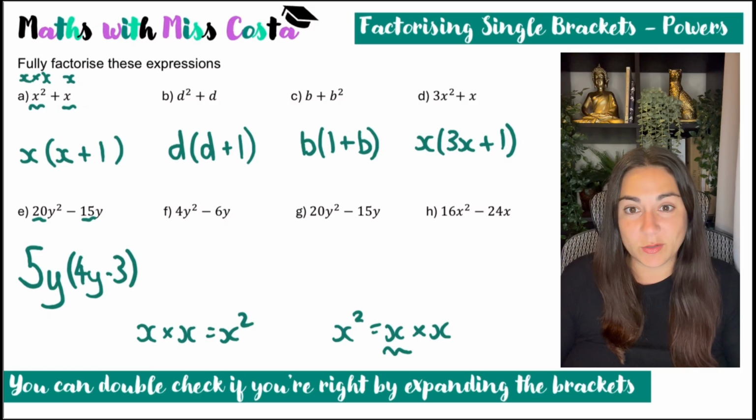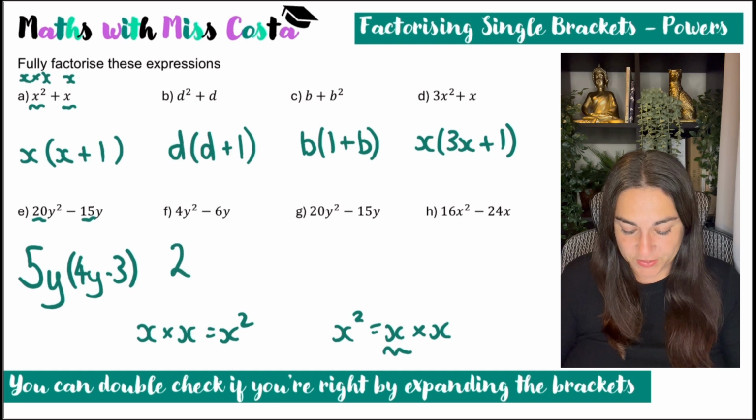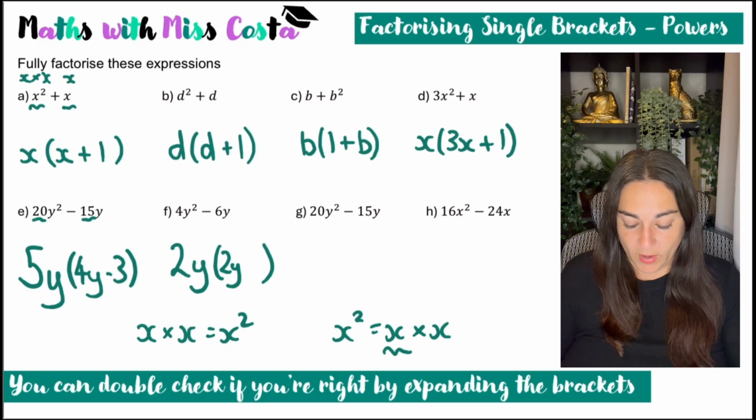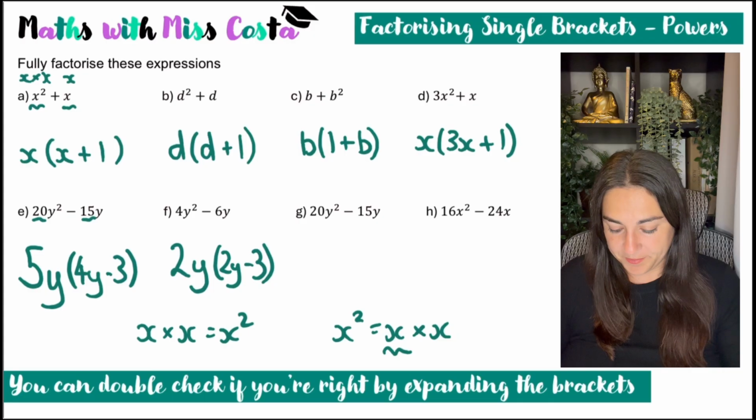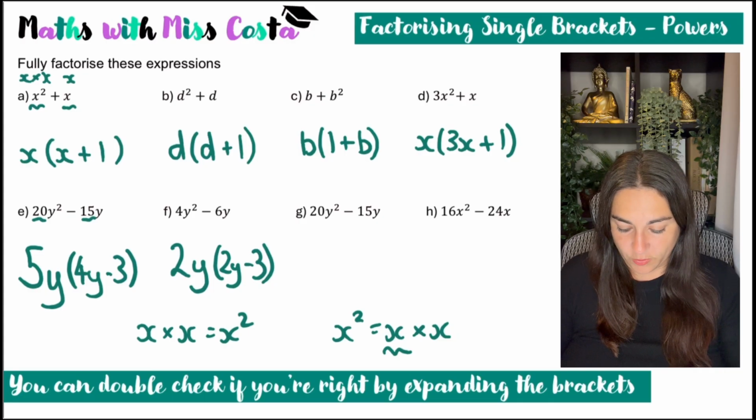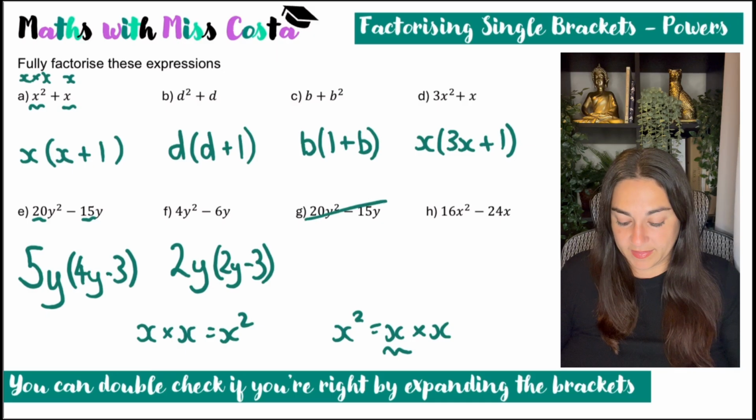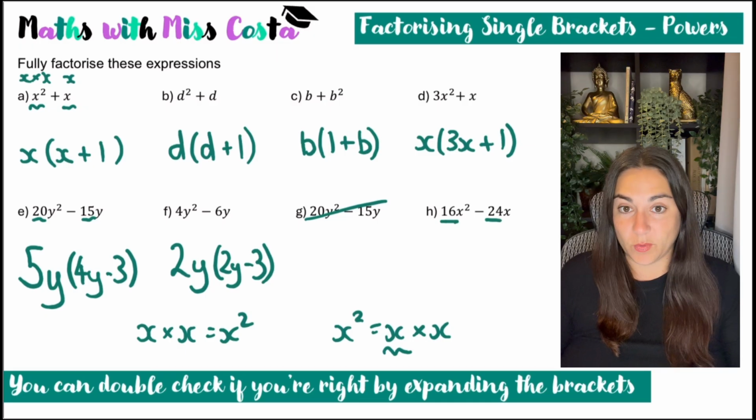Same thing here, the highest common factor of 4 and 6 is 2, so I'm going to put 2y on the outside, and 2y times 2y gives you 4y squared, and 2y times minus 3 is going to give me minus 6y. Again, the highest common factor of 20y squared, this is the same as that question, so let's ignore that.